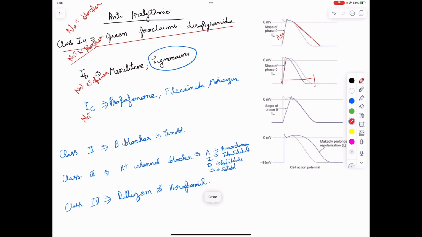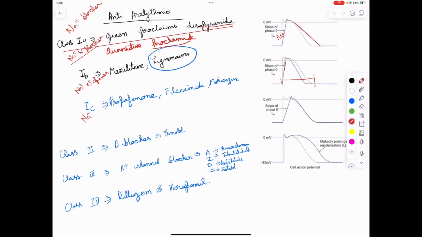So how do we remember which drugs are associated with a particular class? Remember, Queen proclaims disopyramide. We have here quinidine, procainamide, and disopyramide. Now 1B is a potassium opener. In 1B it is mexiletine and lignocaine.